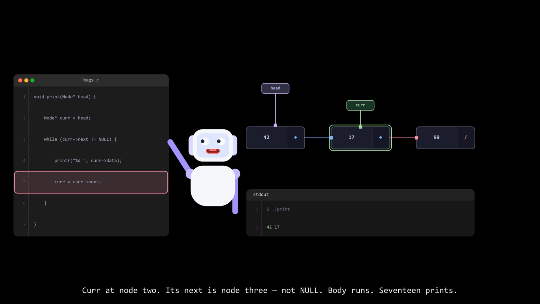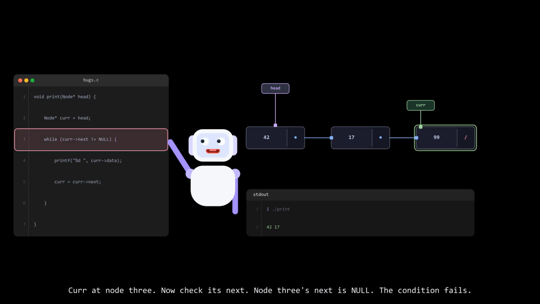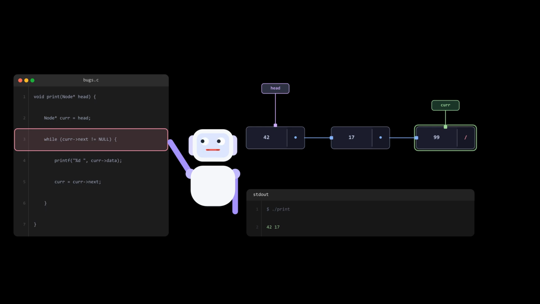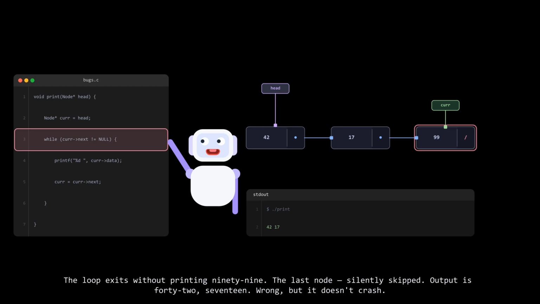Body runs. 17 prints. Cur at node 3. Now check its next. Node 3's next is null. The condition fails. The loop exits, without printing 99. The last node, silently skipped. Output is 42, 17. Wrong, but it does not crash.